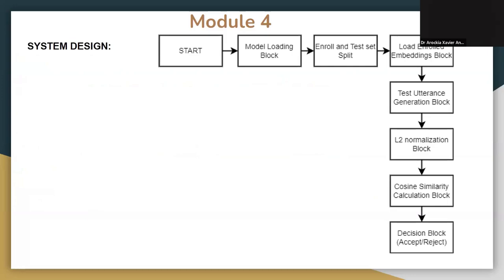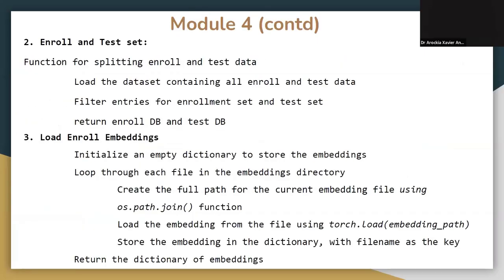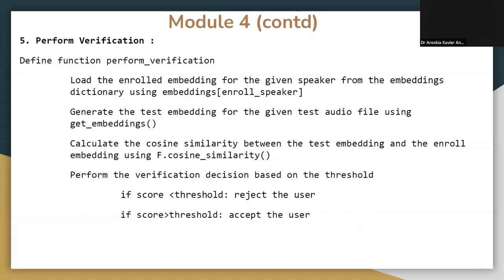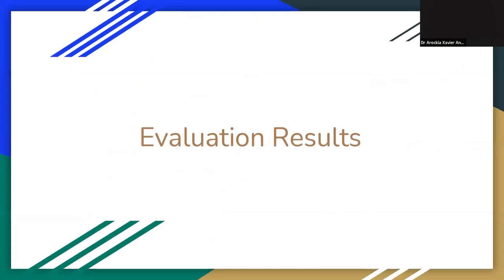So you have the test utterance generation block after loading the enrolled embeddings, applying L2 normalization over it, capturing the similarity using cosine, and rejecting or accepting the verification. So the loading model, embeddings generation and normalization, and performing verification. So the intermediate output after splitting into two data frames is this, and we capture the error here as equal error rate based on the cosine similarity matrix between the test and enrolled speaker summary.